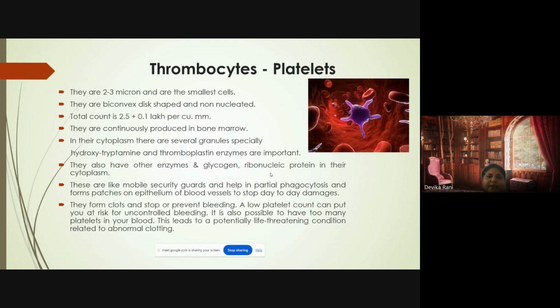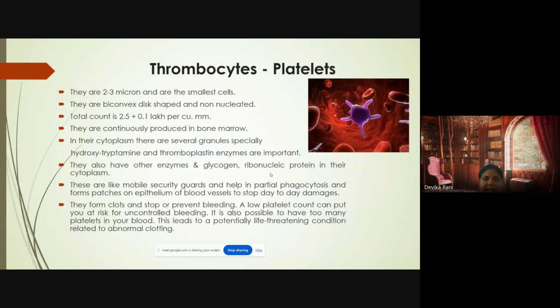It should be plus minus, sorry. They are continuously produced in the bone marrow. In their cytoplasm there are several granules, especially hydroxytryptamine and thromboplastin enzymes, which are important for clotting. They also have other enzymes and glycogen, ribonucleic protein in their cytoplasm.